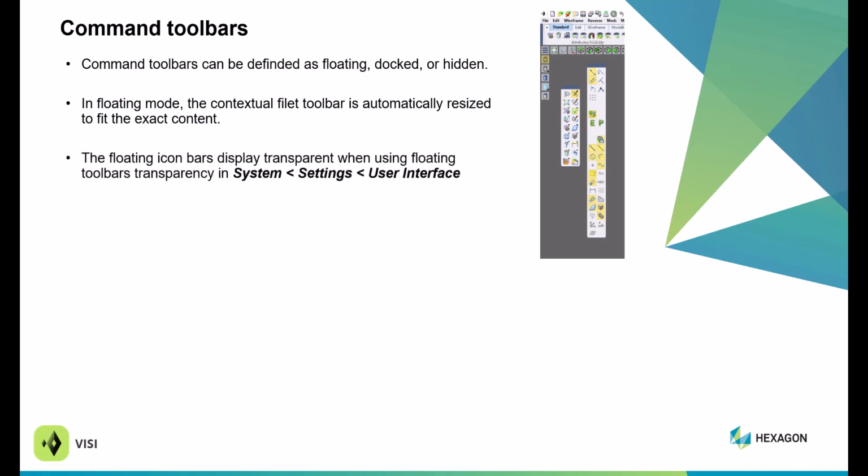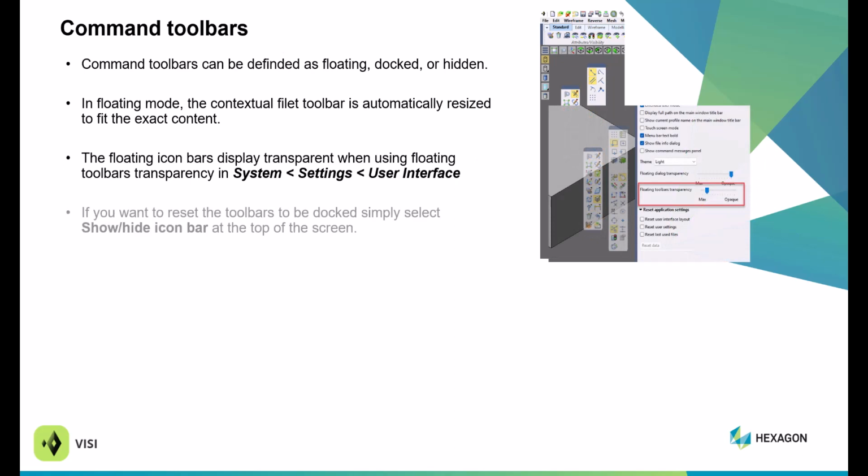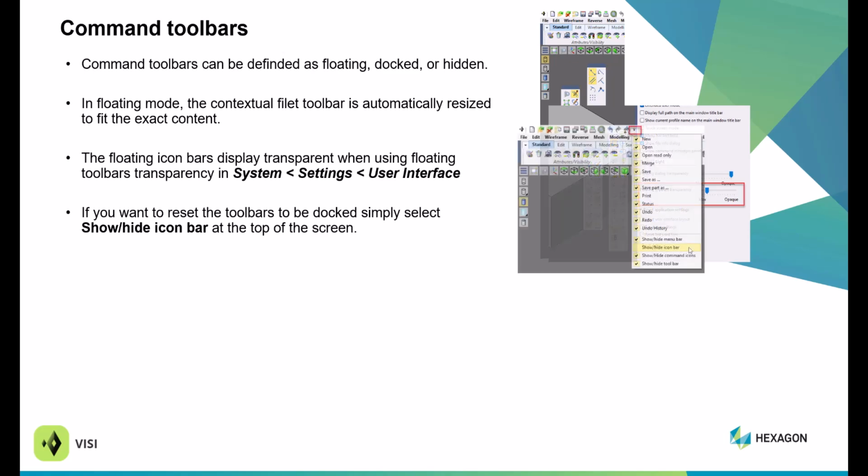You have the ability to make these toolbars transparent or not through the system settings user interface options. And you have the ability to show, hide, and reset the toolbars as you choose, and bring it back to how the older versions worked. But this floating toolbar box allows you to use more of the interface as well. So here's just a drop down to say show, hide, and this would bring back your styles the way you used to see them.